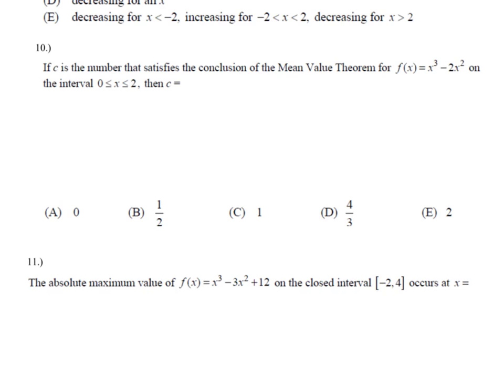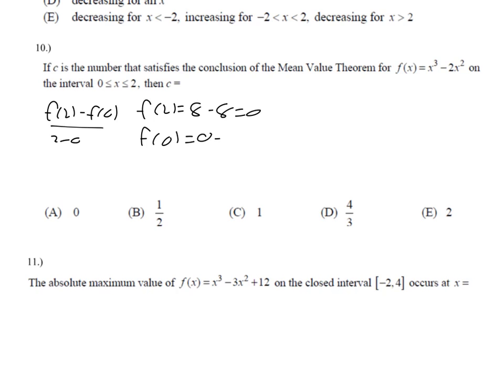Mean value theorem is the place where the average rate of change is equal to the instantaneous rate of change. So f of 2 minus f of 0 over 2 minus 0. F of 2 is equal to 8 minus 8, which is equal to 0. F of 0 is equal to 0 minus 0, which is equal to 0. So 0 minus 0 over 2 minus 0 is equal to 0.